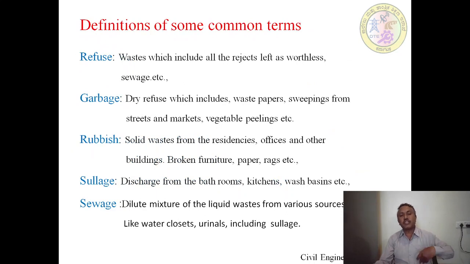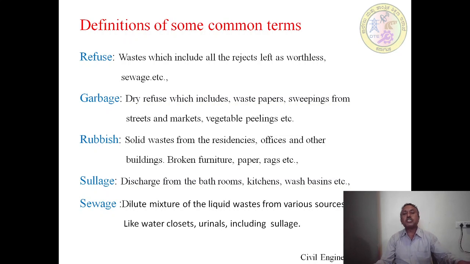Coming to some of the definitions of the important terms we are going to use in the sewerage system. Firstly, refuse: waste which includes all the rejects or leftovers which are worthless, including sewage. Garbage, as we know, is the dry refuse which includes waste paper, sweepings from streets and markets, and vegetable peelings, etc. Rubbish is usually solid waste coming from offices and other buildings, like broken furniture, paper, rags, etc. Sewage is usually the discharge from bathrooms and kitchens and also from wash basins.